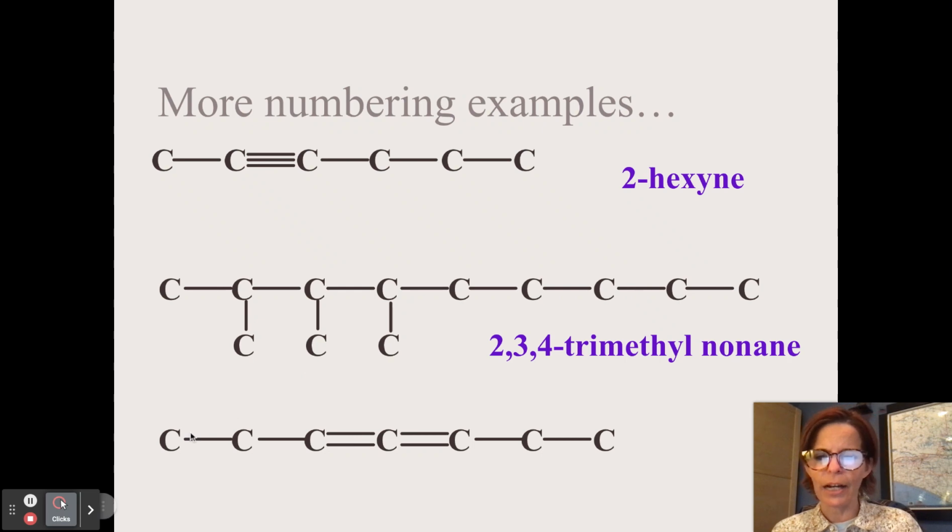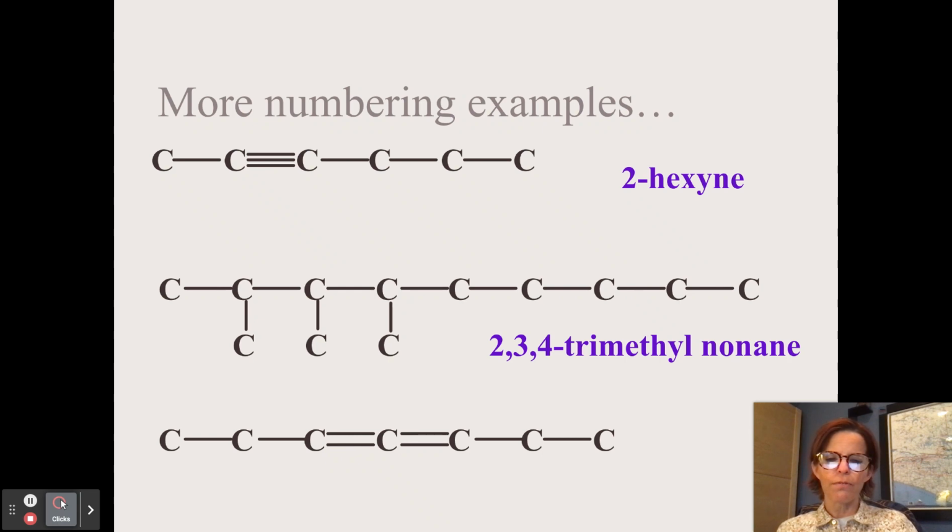All right, let's try the next one. How many carbons? 1, 2, 3, 4, 5, 6, 7. Now, which way should I count? And it turns out it doesn't matter. I could start numbering here, 1, 2, 3, or I could start numbering on the left, 1, 2, 3. Either way, this molecule flip-flops, so it doesn't matter which way I count. So the double bond starts at carbon 3 and starts at carbon 4. And it's going to end at carbon 5, but you don't have to write that. So you're just telling me where the bond starts.